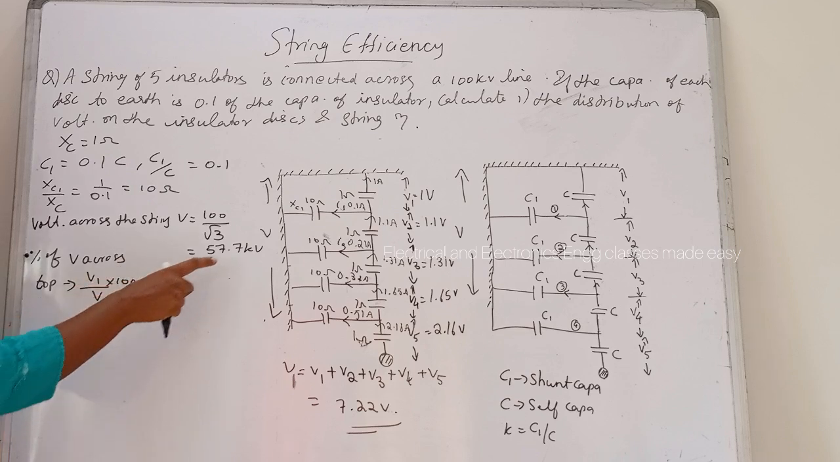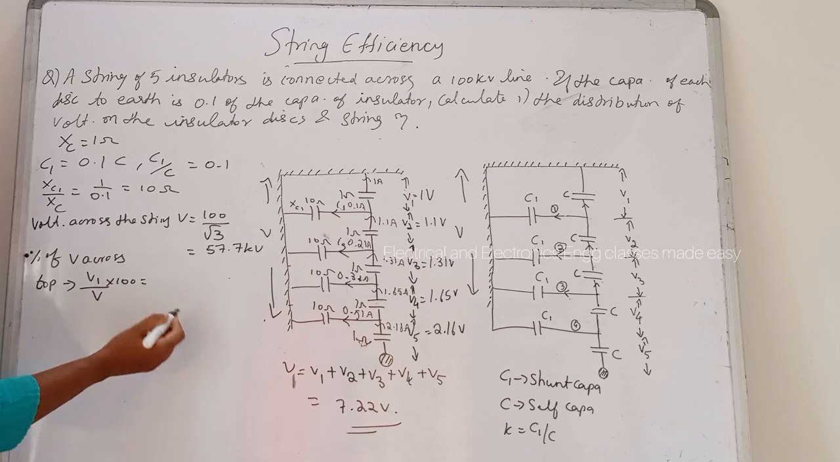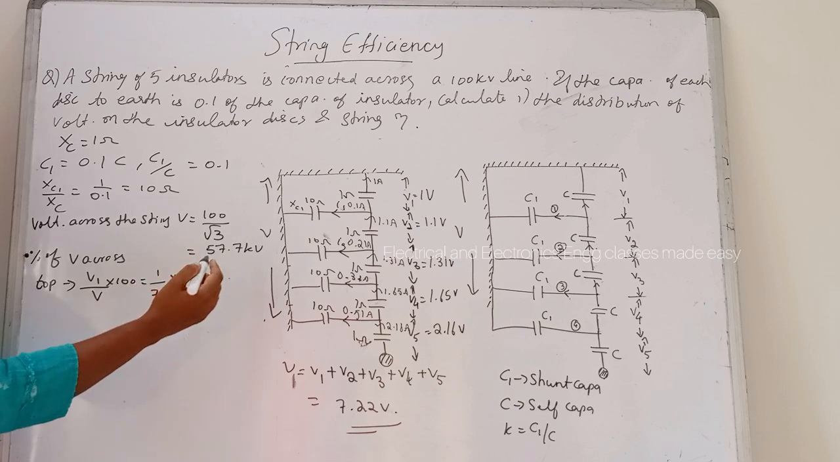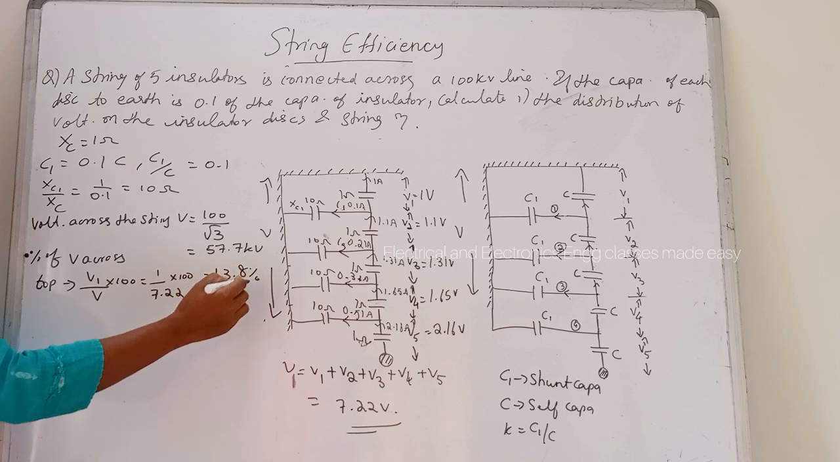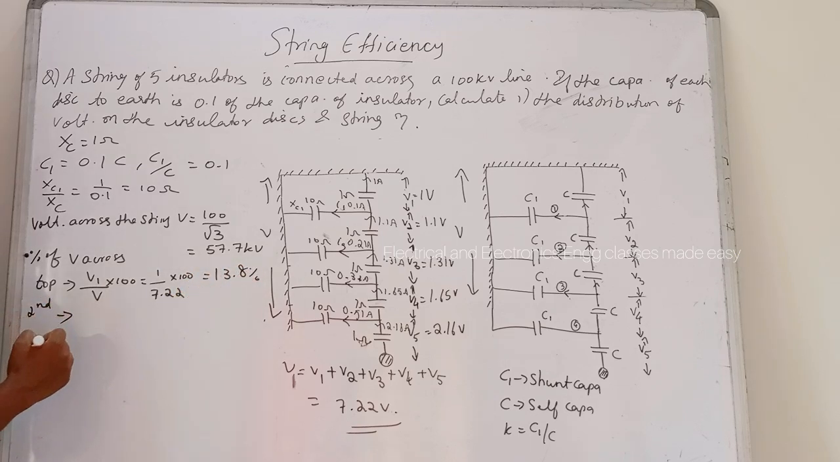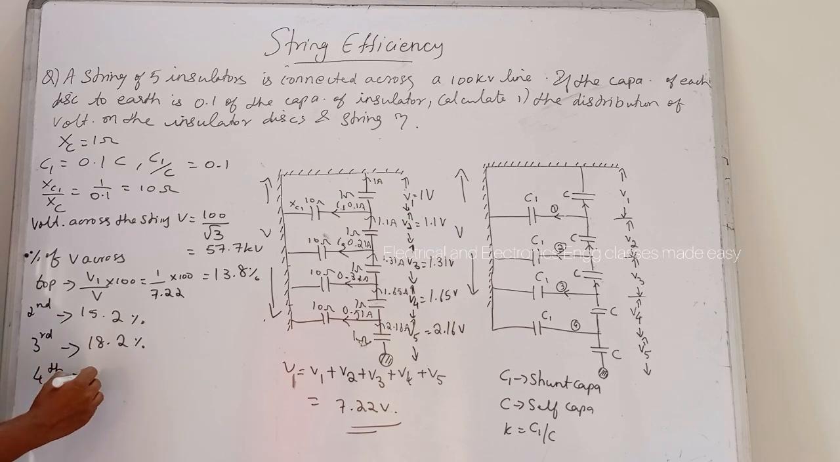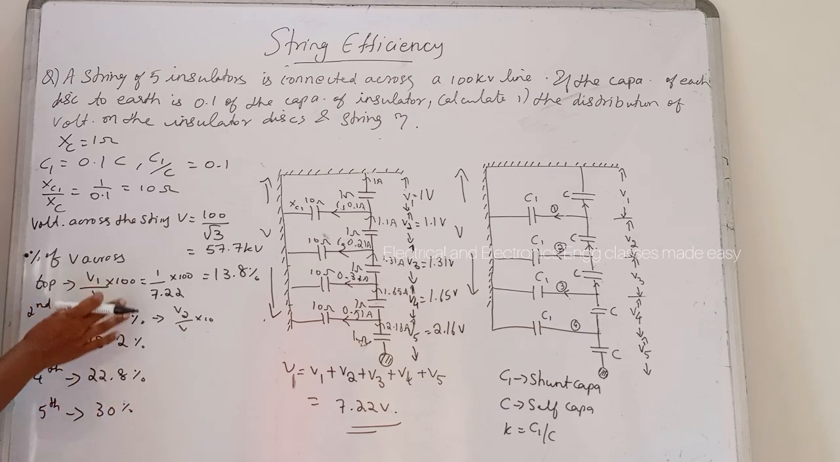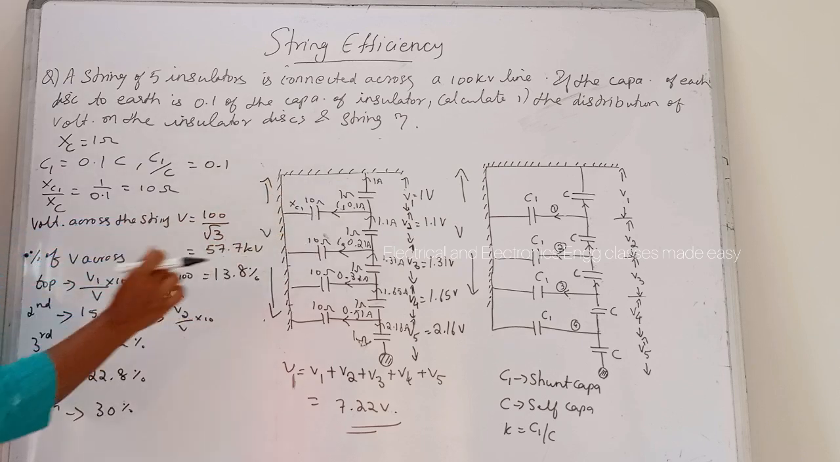Now we have to find the percentage of voltage across each unit. So what is V1 divided by V? V1 is 1 divided by 7.22 into 100, so that is equal to 13.8 percent. Then across the second unit it is 15.2 percent, across the third unit it is 18.2 percent, and across the fourth unit it is 22.8 percent. These are obtained as V2 divided by V into 100, then V3 divided by V into 100, like that. Then across the fifth unit it is 30 percent. So these are the percentages of voltage across each unit.